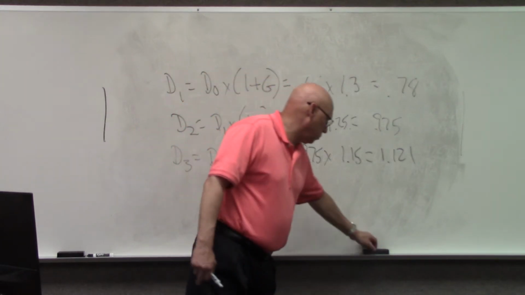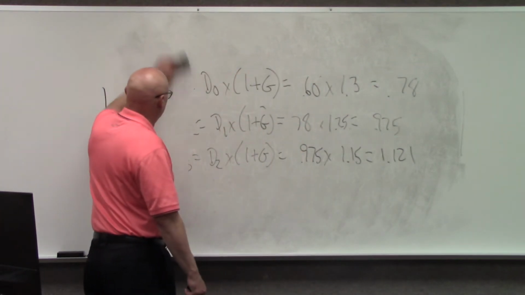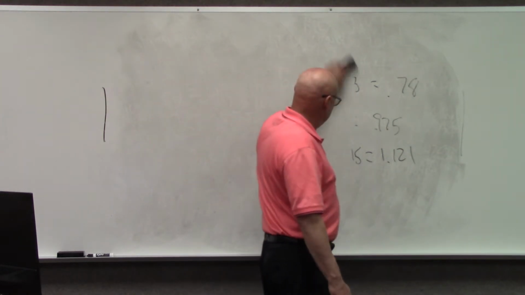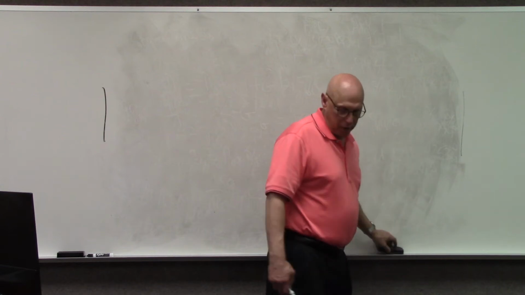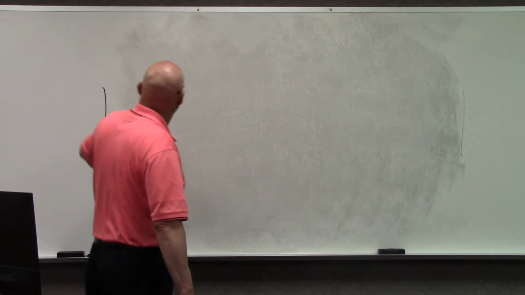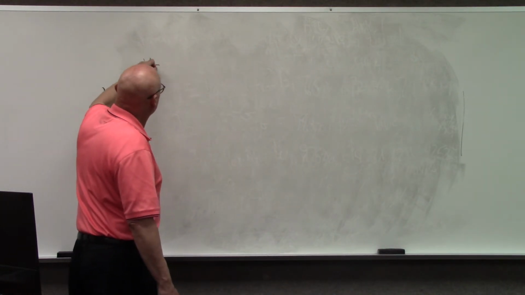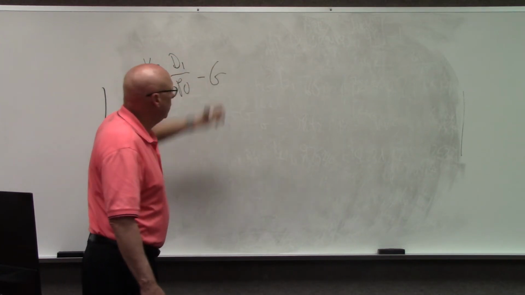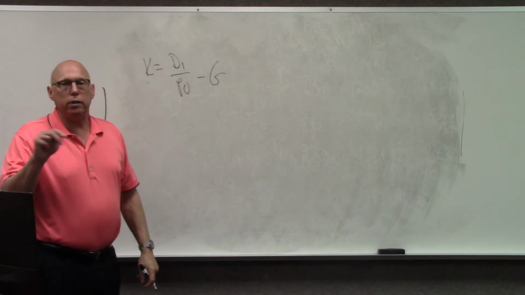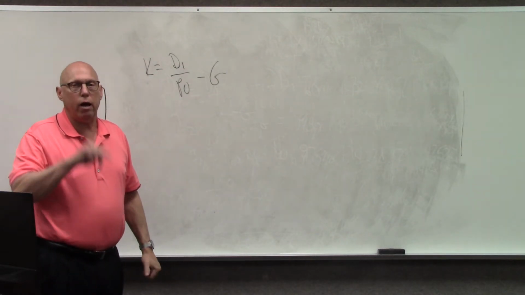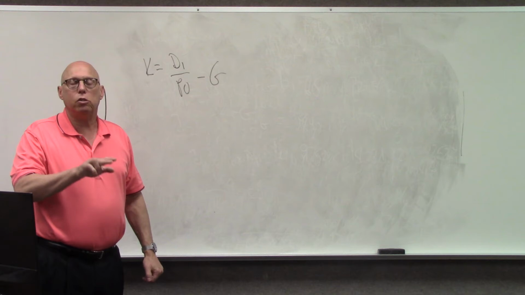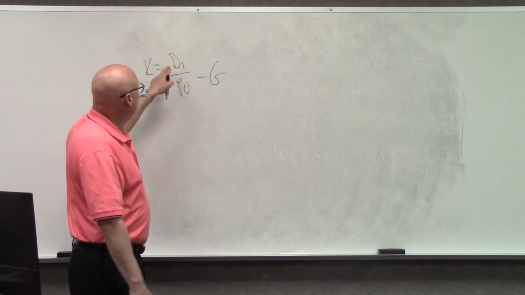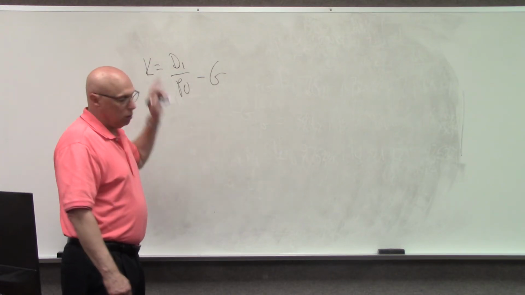All right. Finding D. Now finding K. 3 different ways to find K. First, K is equal to D1 over P0 minus g. How you find K, there are 3 ways to find K, and how you find K depends on what information you are given. If you're given information for D1 and P0 and g, you can find K.